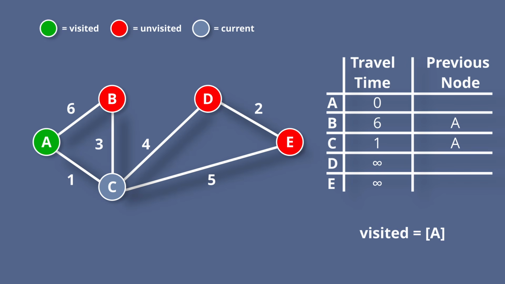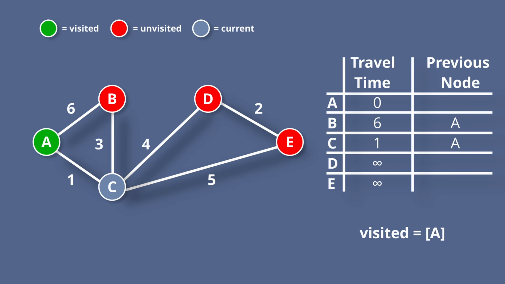We then once again explore each unvisited neighbour and calculate the time to that neighbour by adding the weight of the edge to the travel time of the currently visited node. If the travel time is less than the currently recorded travel time for that neighbour, we update it and record the new node we travelled from. If the travel time is not less than the currently recorded time, then we do nothing.